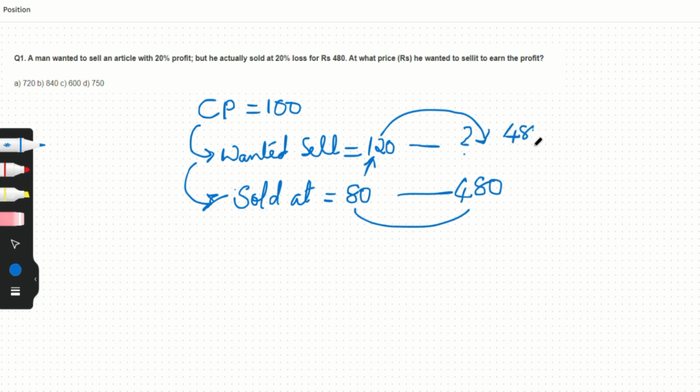So this should be 480 plus 240 is equal to what? 600 plus 120 is 720. 720. So we have option A as the correct answer. Option A is correct.